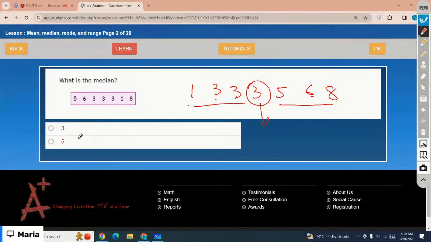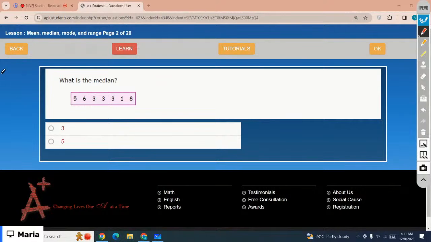For the median, you just have to arrange the numbers from least to greatest. You have to find the exact middle number. Right before the median you have all numbers that are less than or equal to the median, and right after the median you have all the numbers that are greater than the median. Got it? So the median of the given data is 3. The correct option is 3.